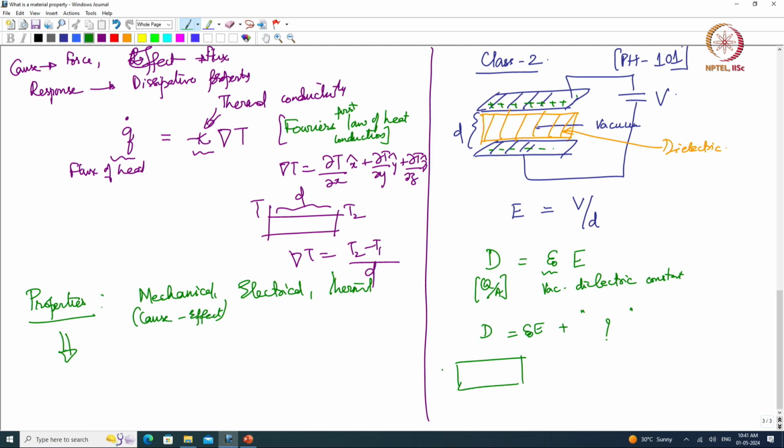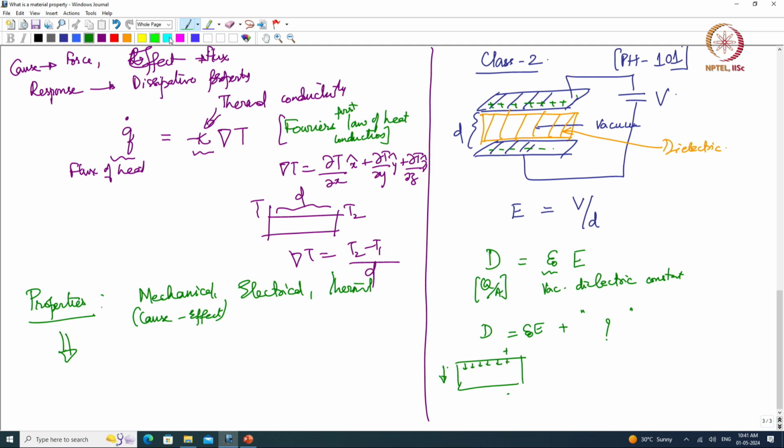the direction of electric field will be this way, because this is positive voltage, this is negative voltage. The direction of electric field goes away from the positive charges. So, the direction of electric field is this way, and when I have an electric field pointed in this direction, the material polarizes.